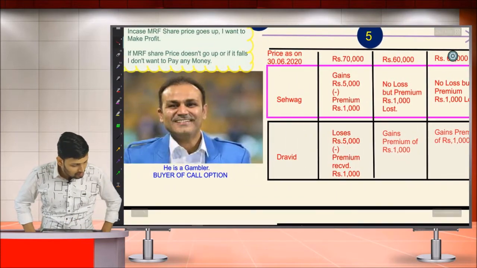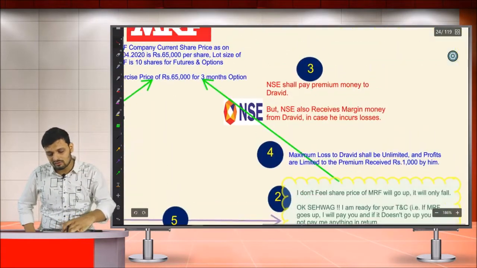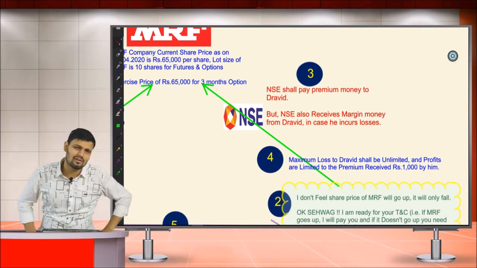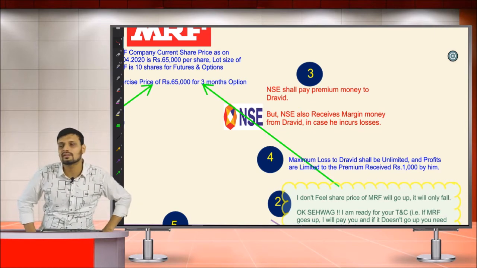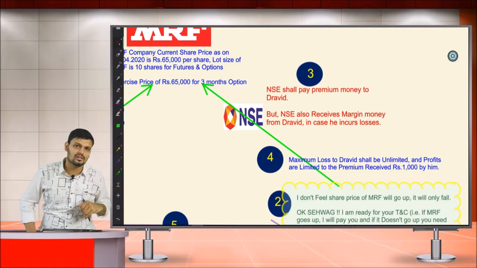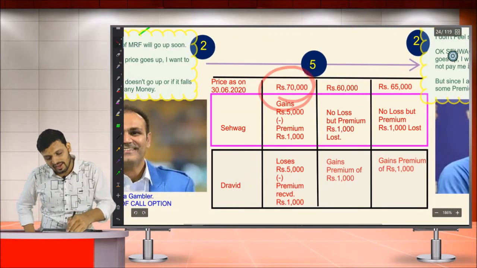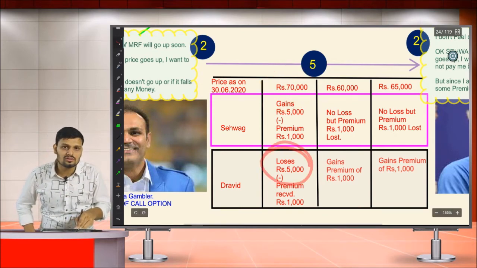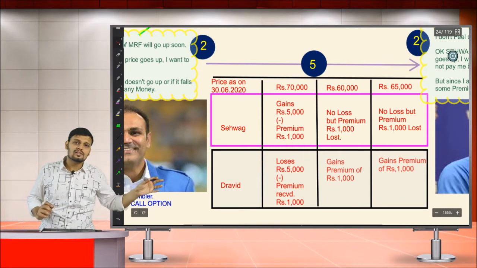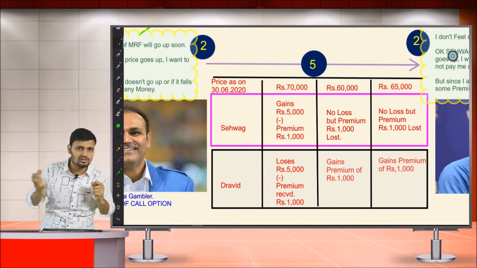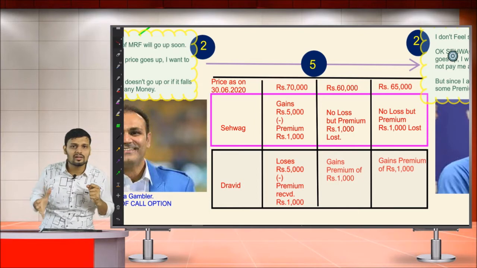Now, coming back to the margin money. Sir, what happens to the margin money Dravid has paid? Let us assume the margin money came to roughly 1 lakh. For simplicity's sake, let us assume he has paid a margin money of 1 lakh. Whenever Dravid pays margin money of 1 lakh, it will be held with the National Stock Exchange. First case, if the price went up to 70,000, how much is the loss of Dravid? 5,000 is a loss. So the National Stock Exchange will debit 5,000 from Dravid's account and credit it to Sehwag's account, because Sehwag won this battle between Sehwag and Dravid. That is why 5,000 will be credited to Sehwag's account.